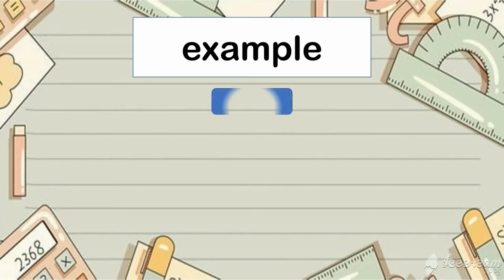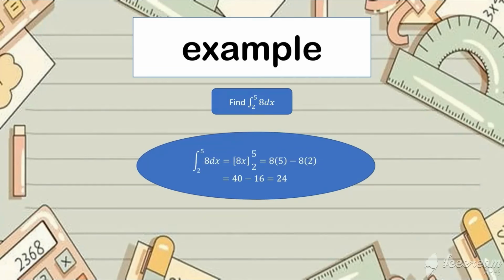Example: find the integral of 8 dx with limits 2 to 5. So this is how you calculate it. First, you need to do the integral of the 8, and then you need to put in the higher limit minus the lower limit. So you will get the answer.